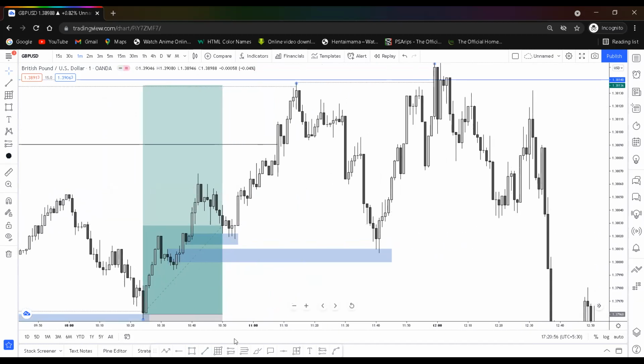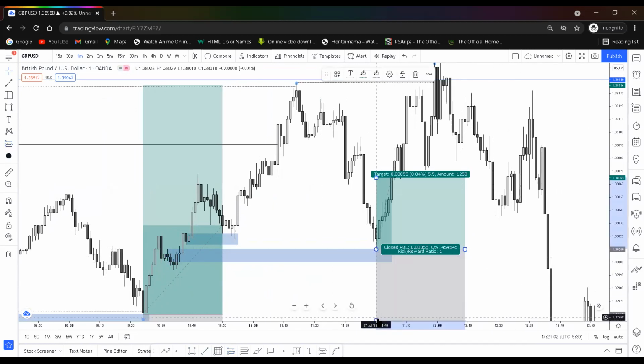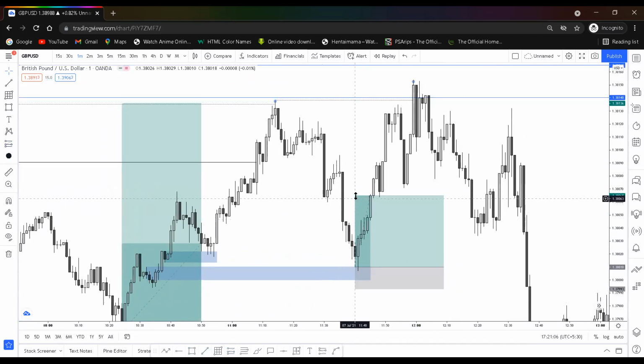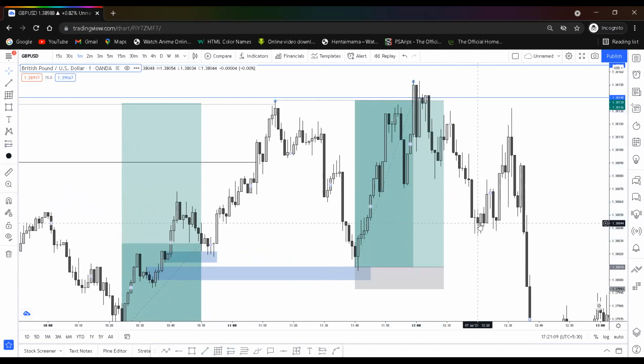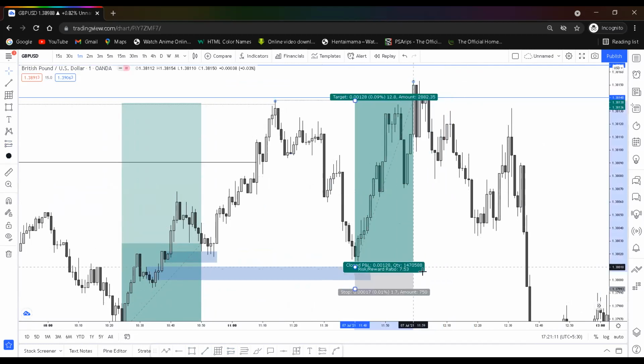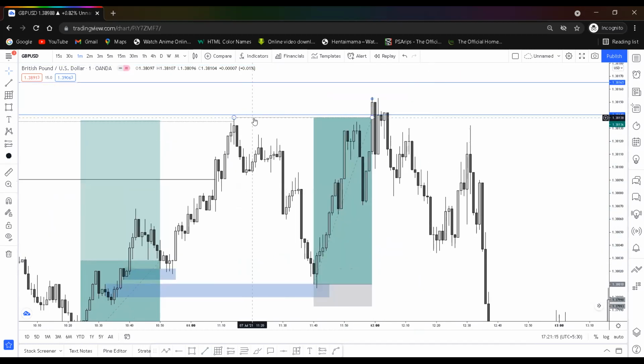So then we buy. What are we targeting? We know the intentions have not been fulfilled yet. And then boom, once again, right here. And then here comes this. Now the trap has been taken out and the imbalance has been filled.